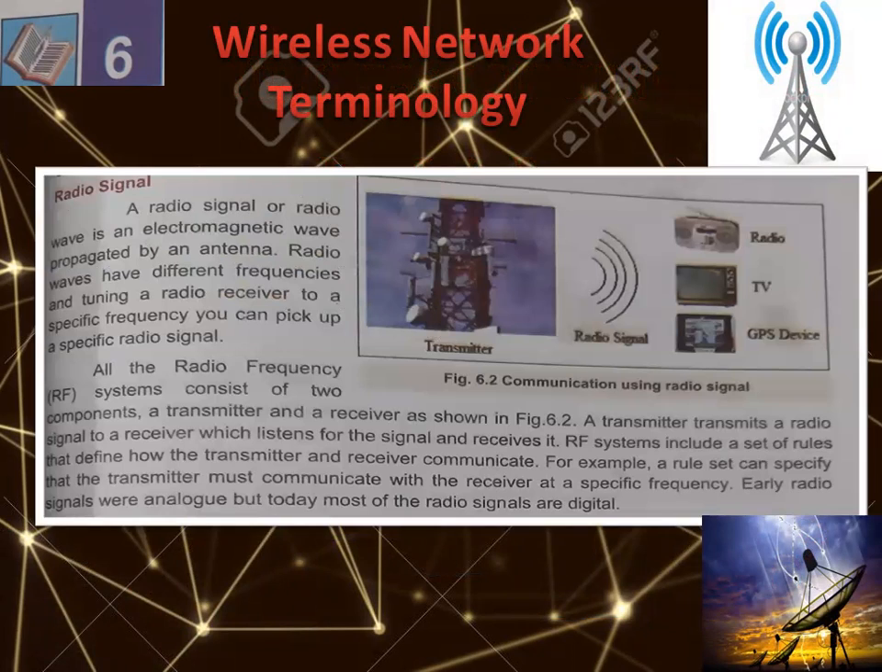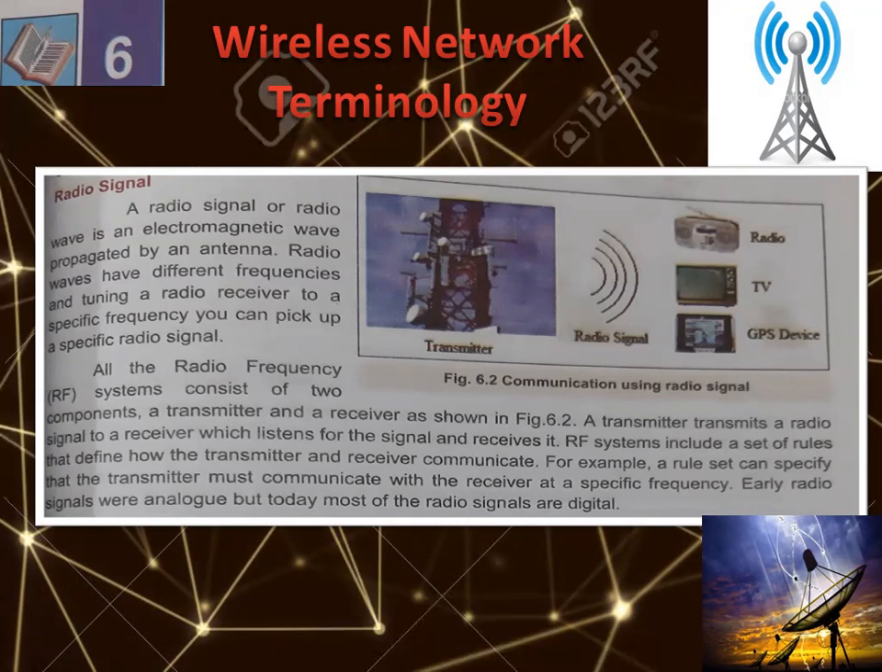radio signal. A radio signal or radio wave is an electromagnetic wave propagated by an antenna. Radio waves have different frequencies, and by tuning a radio receiver to a specific frequency, you can pick up a specific radio signal. All the radio frequency RF systems consist of two components, a transmitter and a receiver. So you can view on your screen the radio, TV, GPS devices. They have the radio signals, and they can transfer with the help of a transmitter.